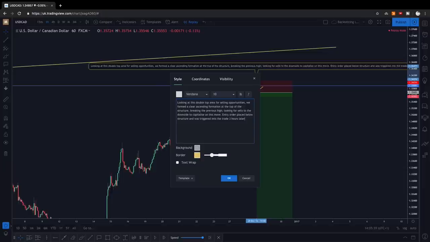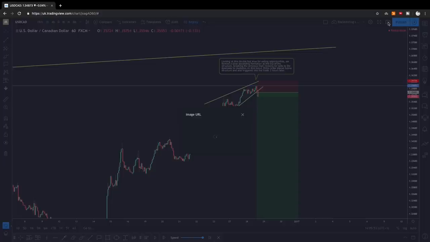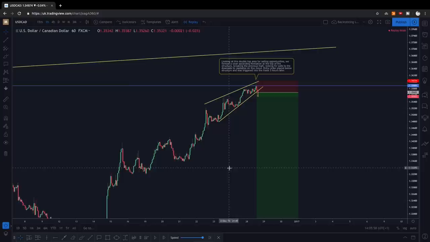So now I've done that quick annotation, I'm going to take a screenshot. Again, a feature of TradingView, we have this snapshot tool here. So we can take a snapshot and use that. It gives you an image URL to then copy. So you can copy that URL and just paste it on a spreadsheet.